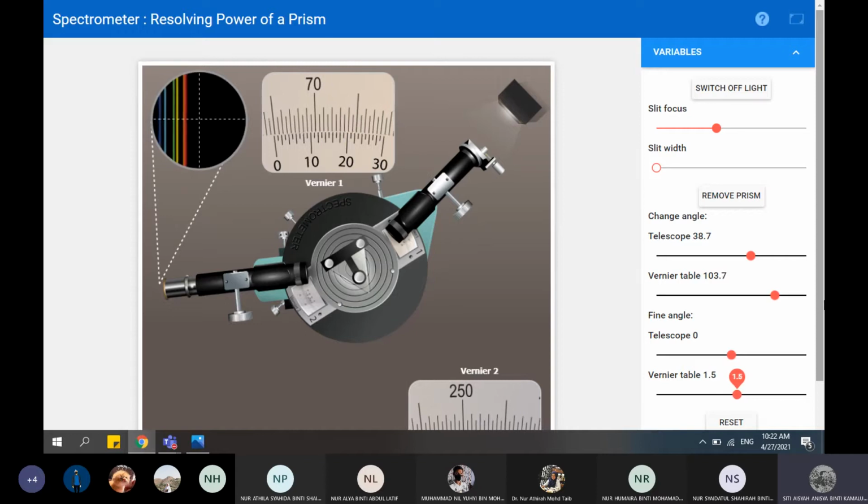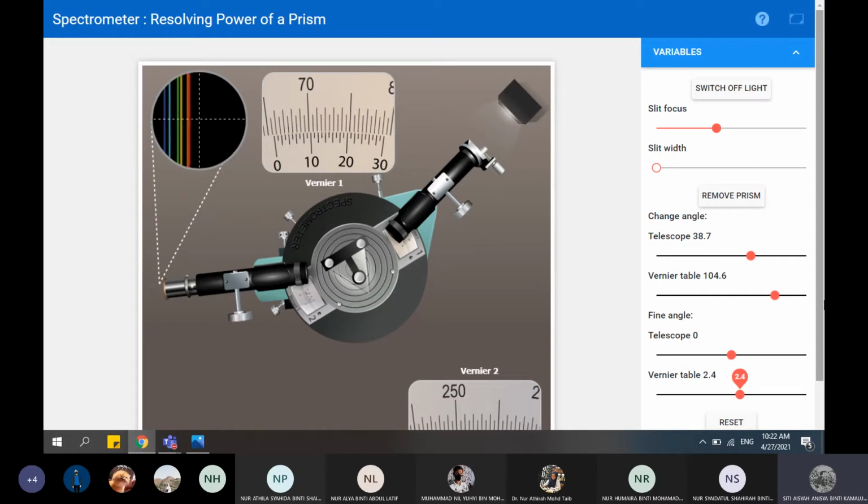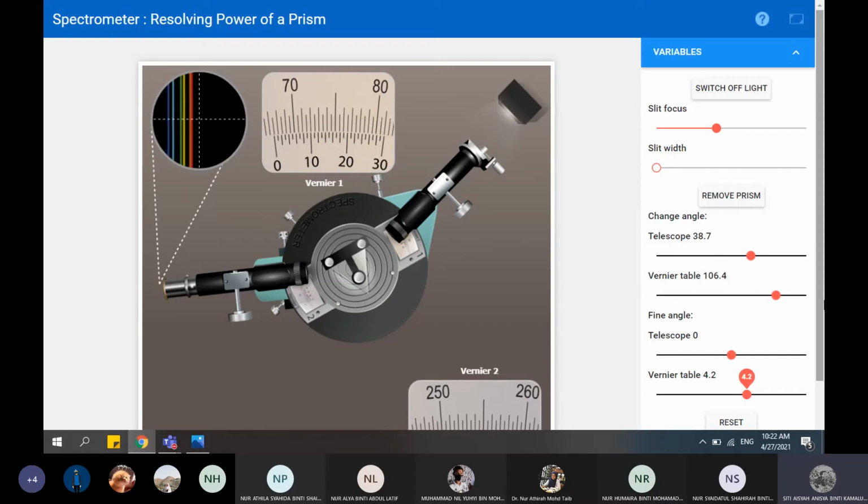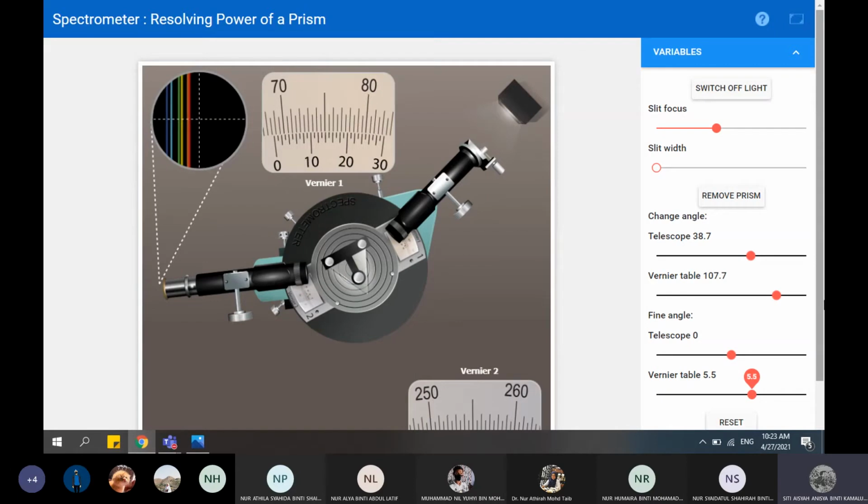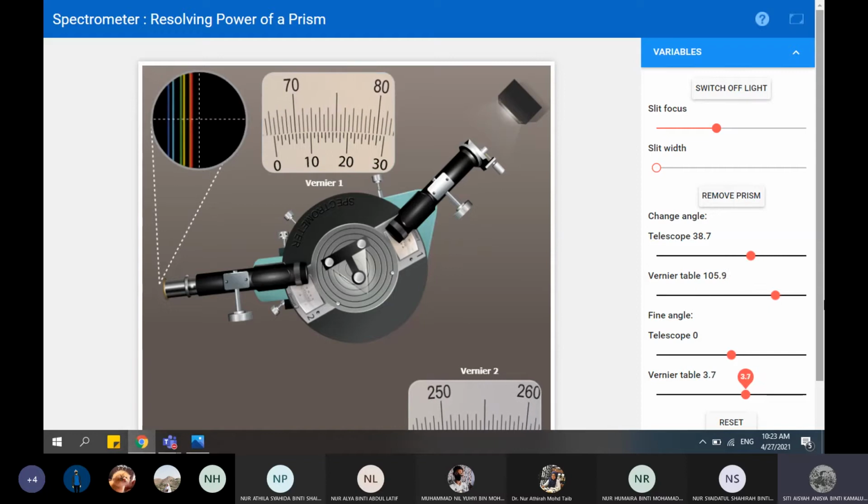and then we can see here that the rays move to the right and then stay at the stationary moment, and then they turn back to the left. So that is where the minimum deviation starts. When they start to turn to the left, that is the minimum deviation angle. So we turn back again before this stationary moment. So we are going to get the reading of minimum deviation.